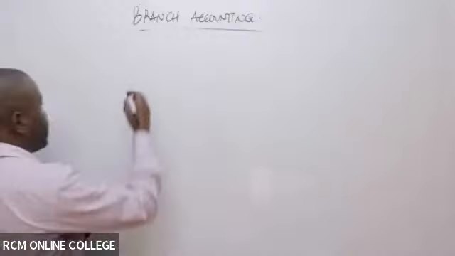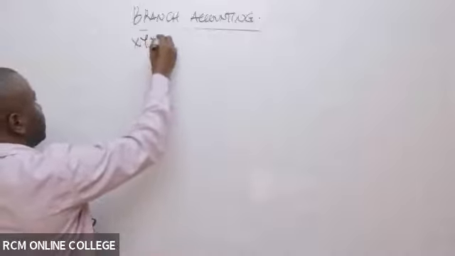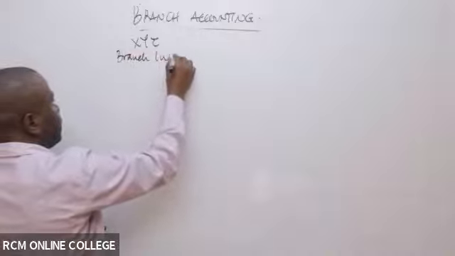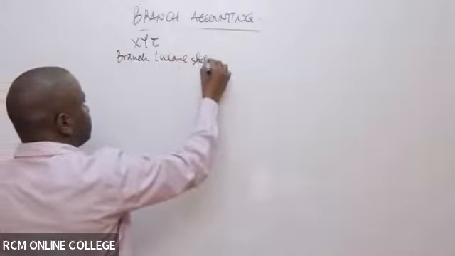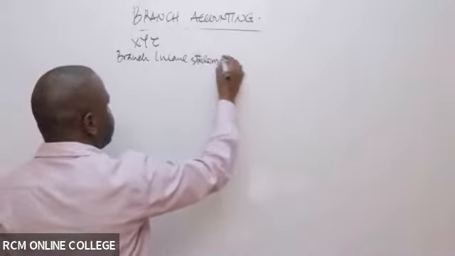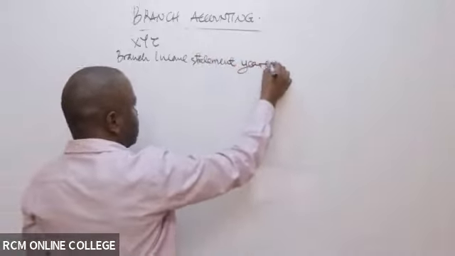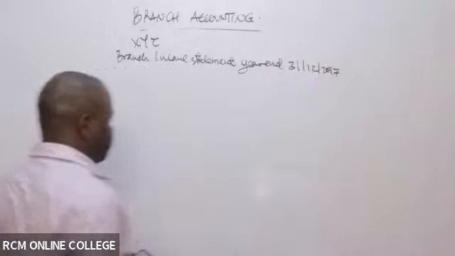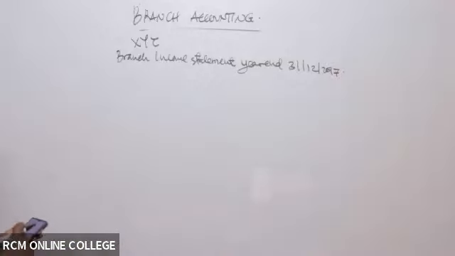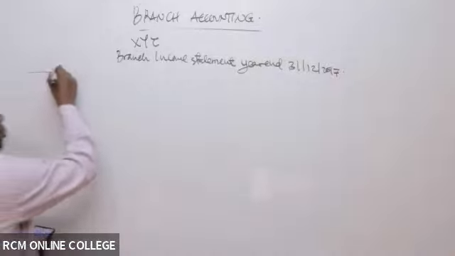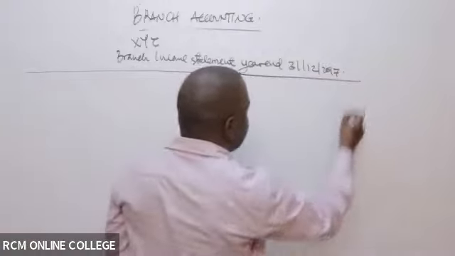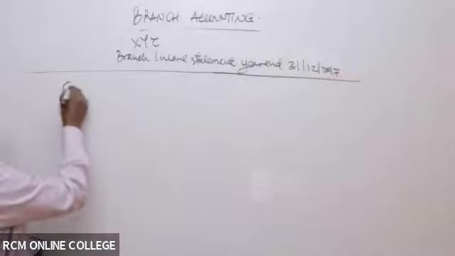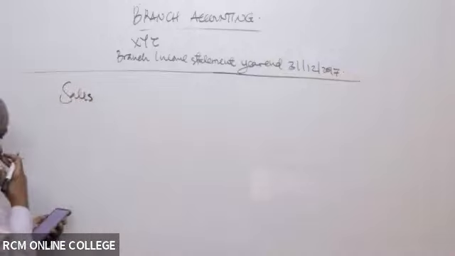So the XYZ branch income statement, for the year ended 31st of December 2017. So obviously, when you are doing an income statement, what do you start with? You start with the sales. You always start with sales there.